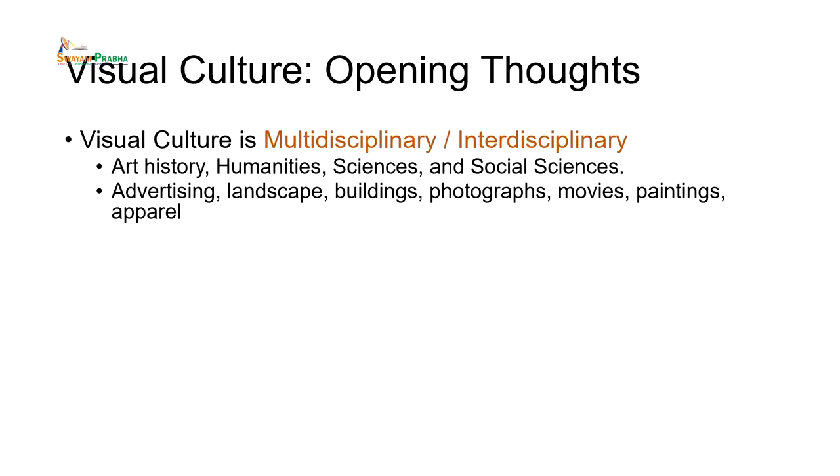So it can be multidisciplinary, it can be interdisciplinary, and we do see that visual culture is deeply influenced and impacted by the evolution of areas of inquiry or disciplines like art history, humanities, basic sciences, and social sciences. We also see that areas such as advertising, landscapes, buildings, photographs, movies, paintings, apparel, fashion, and clothing have their own contribution to the evolution and sustenance of visual culture.